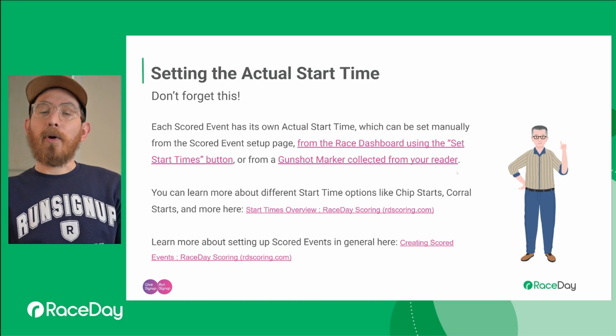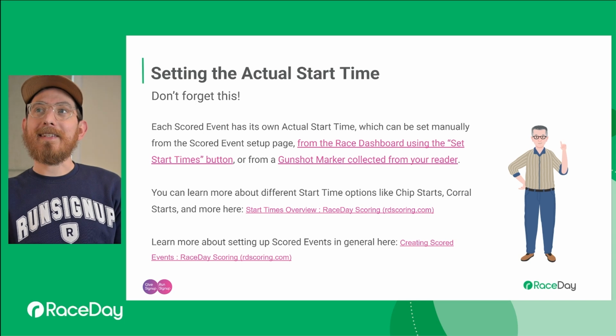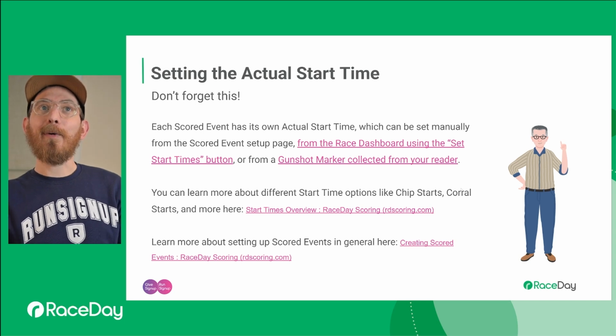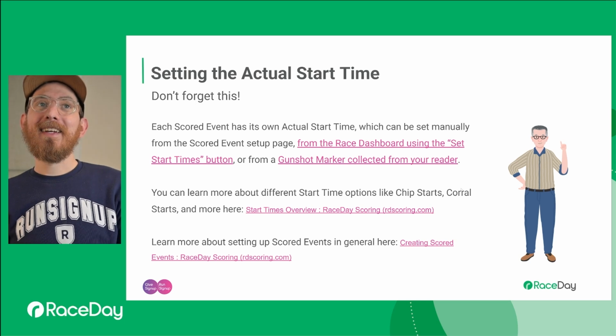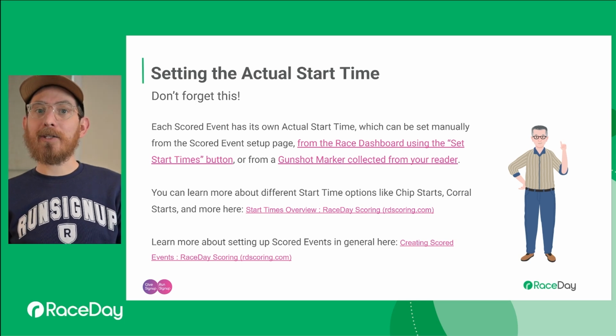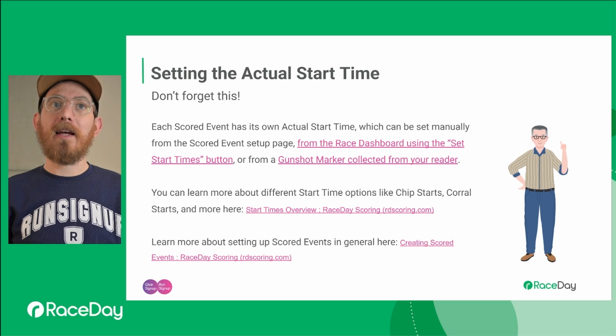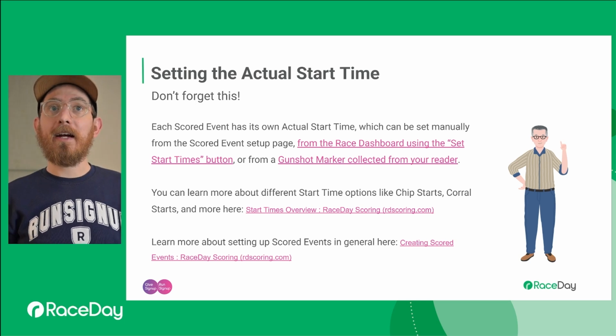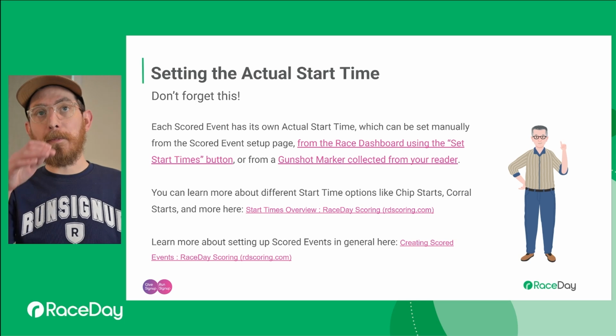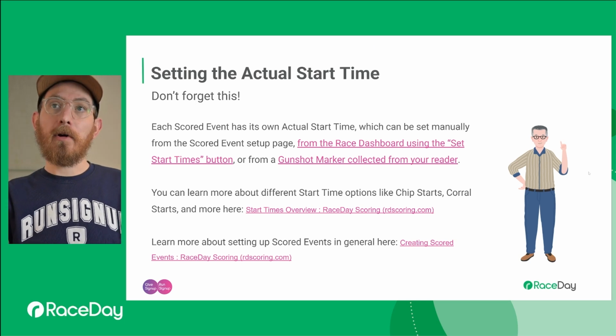Now, important thing, if you are timing a race, you have to set the actual start time. Don't forget this. It's pretty important for timing a race to get the accurate start time. Each scored event has its own actual start time, which can be manually set from the scored events setup page. It can also be set from the race dashboard using the set start times button, or from a gunshot marker collected from your reader.